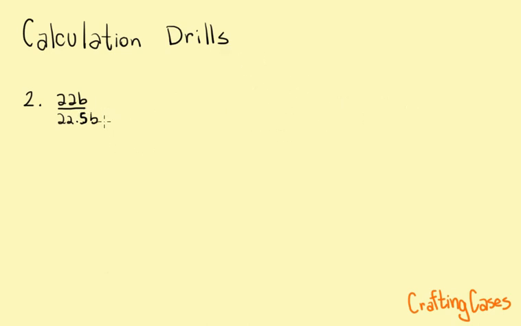So now we have 22 billion over 22.5 billion. This seems a little bit complex. I'm going to change it to 1 minus 0.5 billion over 22.5 billion. I want to cross the billions out so that this looks easier. It's going to be the same thing. What is 0.5 in 22.5?